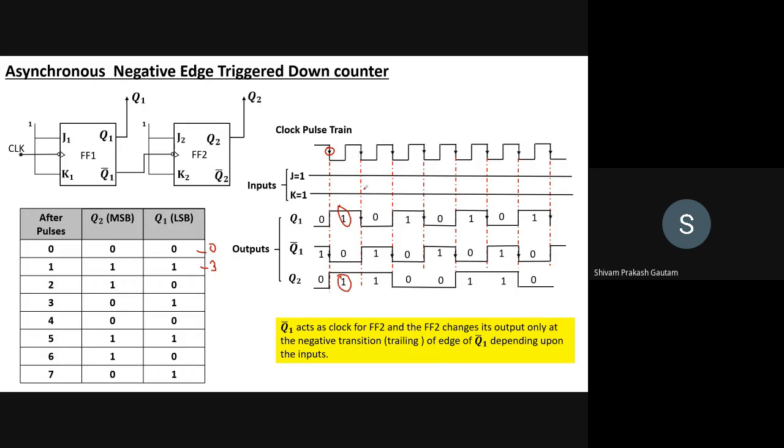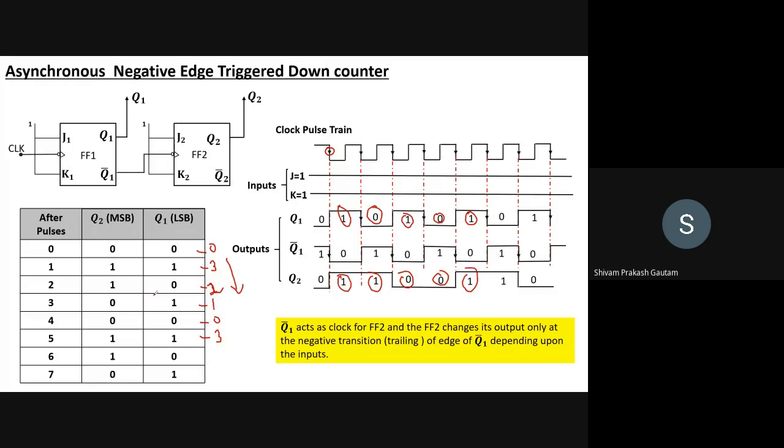After the second pulse, this is my Q1 and this is my Q2, that is 1, 0, representing the decimal number 2. After the third pulse, 0, 1, representing the decimal number 1. After the fourth pulse, 0, 0, that means decimal number 0. After the fifth pulse, 1, 1. It has started repeating the states again. So you can see the counter is a down counter. It is going from 3 to 2, 1, 0.